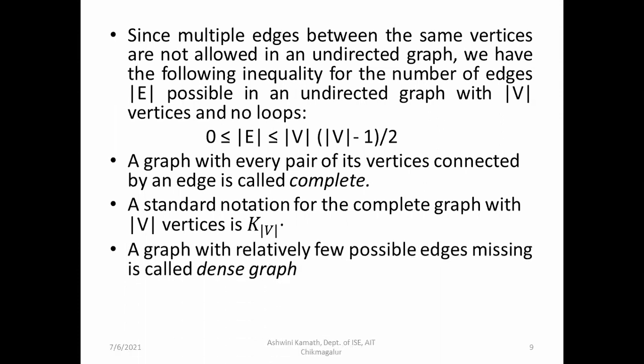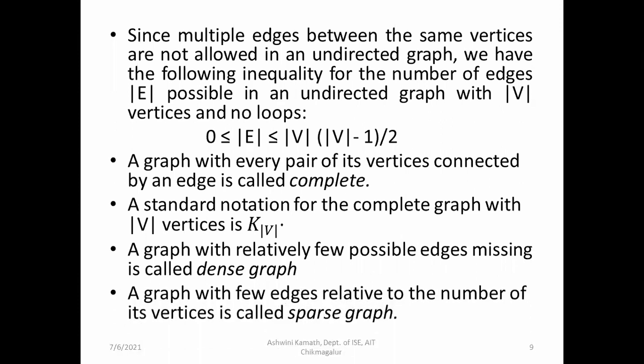A graph with relatively few possible edges missing is called a dense graph. Okay, only one or two edges missing, or few edges missing, it is called a dense graph. So the number of edges is more in that. Okay. A graph with few edges relative to the number of its vertices is called a sparse graph. That is, if we have only few edges in the graph, that is called a sparse graph. The number of edges will be less in the graph. That is called a sparse graph.